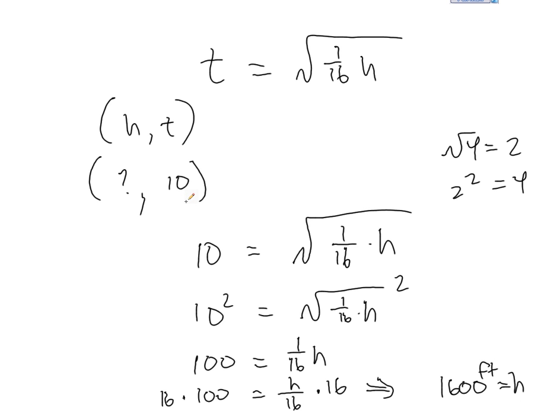Now, we're violating some physics assumptions, like a person's terminal velocity, the maximum speed at which they'll ever be able to drop. But theoretically, this would require 1600 feet of distance.